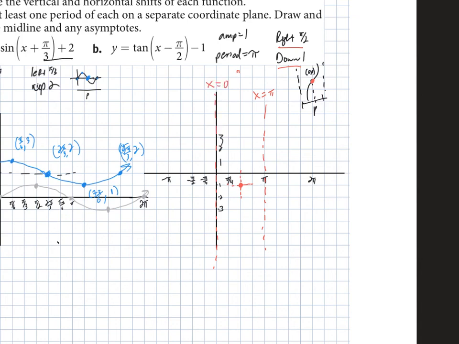Halfway between there, I'm going up 1 on the amplitude. Halfway between those to the left, I'm going down 1 on the amplitude. And I've got my shifted tangent graph. And again, in gray, if you wanted to put the original, this one would go through 0, 0, pi over 4, 1, negative pi over 4, negative 1, and it would have an asymptote at pi over 2, actually, and an asymptote at negative pi over 2, but it all got shifted to the right pi over 2, and then down 1.